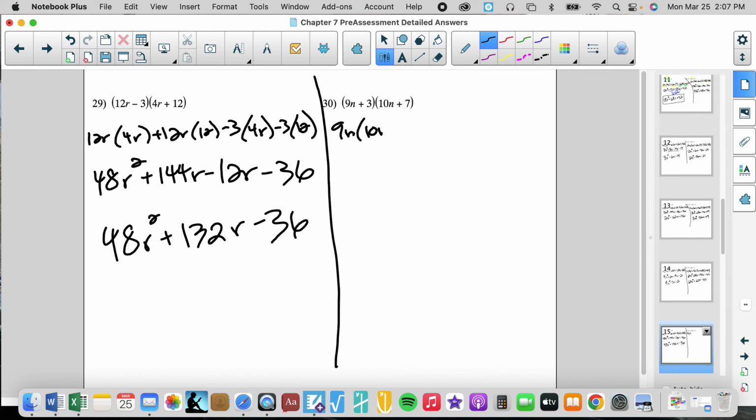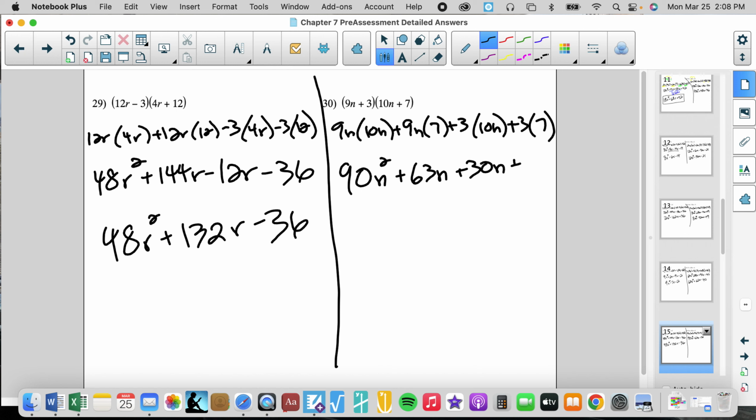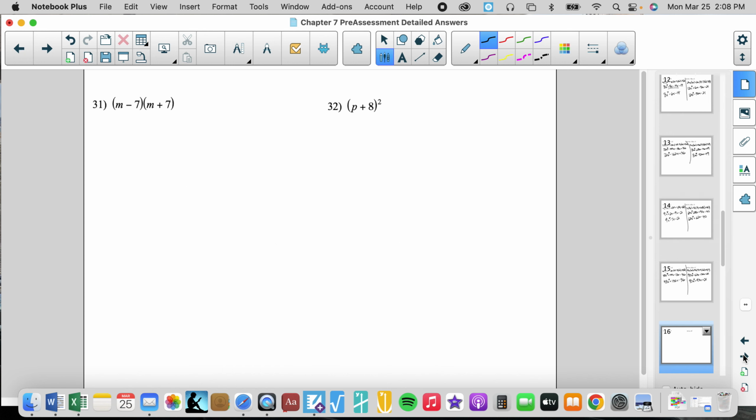9n times 10n plus 9n times 7 plus 3 times 10n plus 3 times 7. 90n squared plus 63n plus 30n plus 21. 90n squared plus 93n plus 21. All right. Are we done?